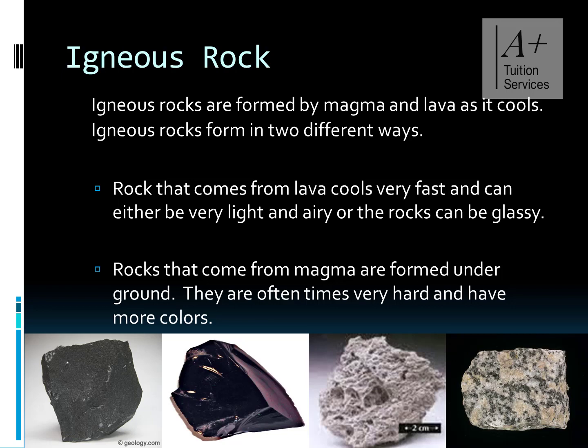So if you go at the edge or the foothills of a volcano, you will find igneous rock, which was once magma that went through the vent of a volcano and comes out as lava, which flows and solidifies and cools as igneous rocks. Rocks that come from lava cool very fast and can either be very light and airy, or the rocks can be glassy. Rocks that come from magma are formed under the ground. They are oftentimes very hard and have more than one color. So always remember, igneous rock is that rock that is formed by magma and lava as it cools.